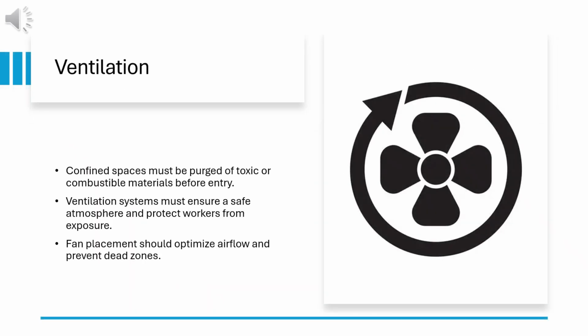Ventilation overview. Before entering a confined space, toxic or combustible materials must be removed through proper ventilation. Ventilation systems are used to maintain safe air quality and reduce exposure risks. Fans or blowers must be placed to provide effective airflow and prevent areas of stagnant air. Proper ventilation is an essential control measure.